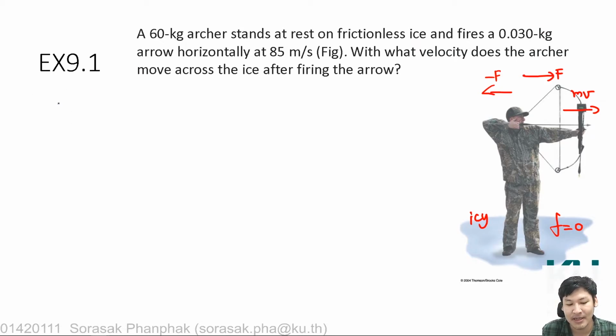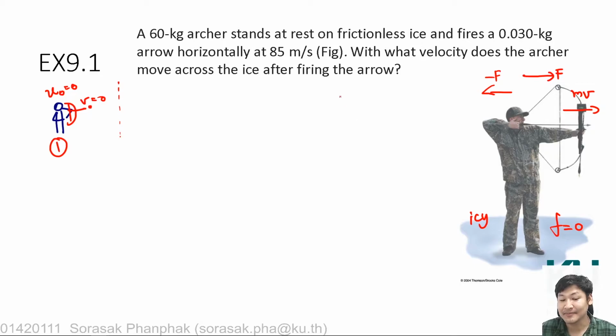So what happened here? Initially, this guy stands still, right? Not shooting the arrow yet. So that means the arrow has zero speed, and this guy also has zero speed as well. This is the situation before the change of the momentums. However, with the isolated system, there is no change of the momentum because there is no external force.